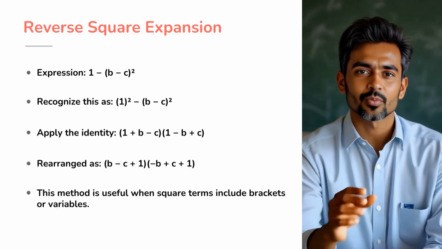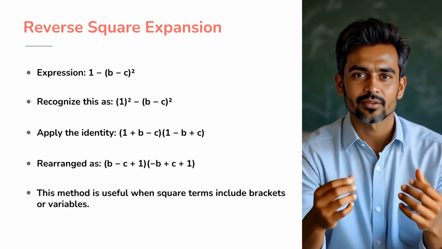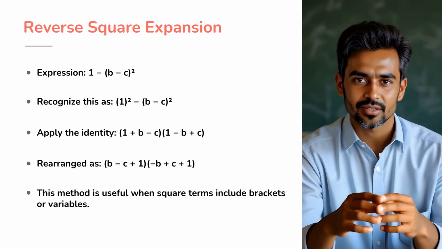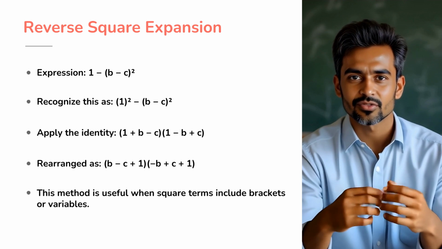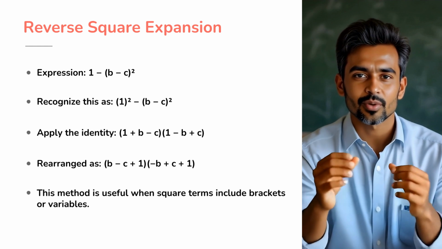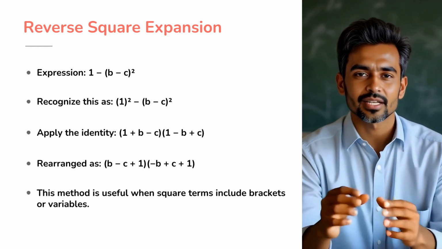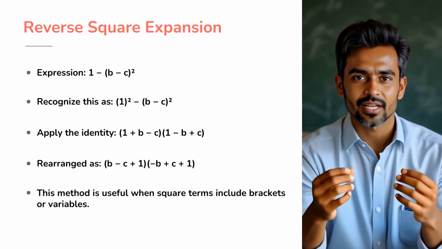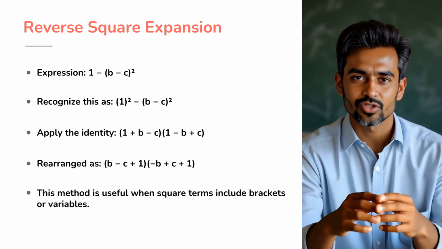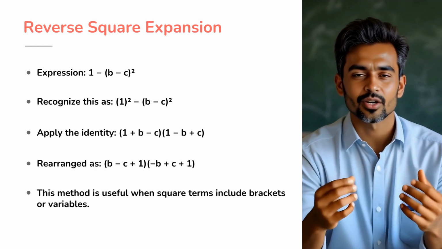Let's try a variation where the square is written as a bracketed expression. Suppose we have 1 minus open bracket b minus c close bracket squared. Now notice this is again of the form a squared minus b squared. We write 1 as open bracket 1 close bracket squared and b minus c as open bracket b minus c close bracket squared. Now, applying the identity a squared minus b squared equals open bracket a plus b close bracket into open bracket a minus b close bracket.